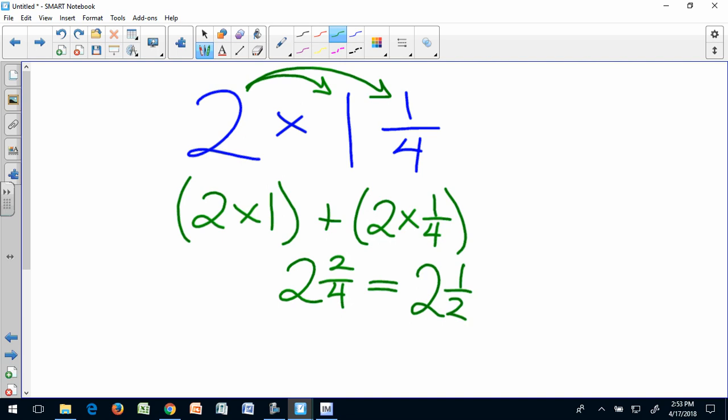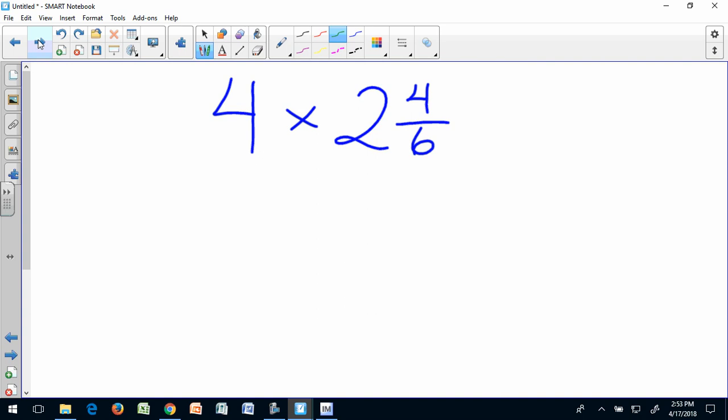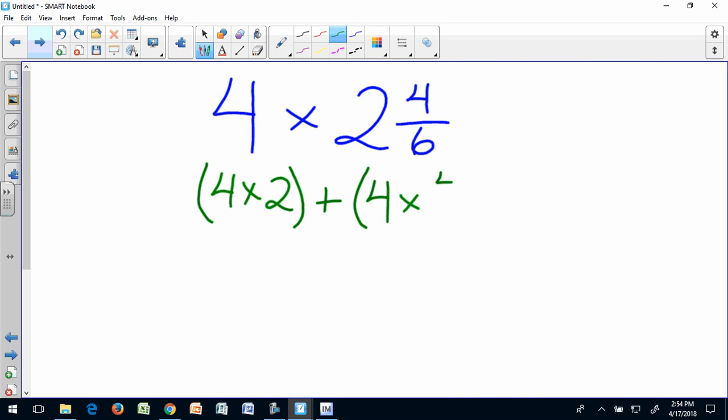Let's do another. 4 times 2 and 4/6. So to set it up, I can do 4 times 2, my whole number, and 4 times 4/6, my fraction. 4 times 2, I know is 8, and 4 times 4/6 is 16/6.